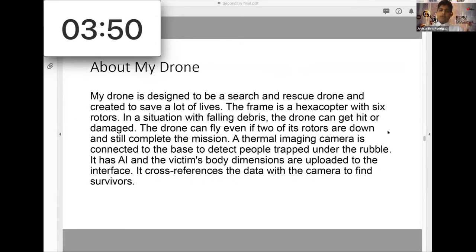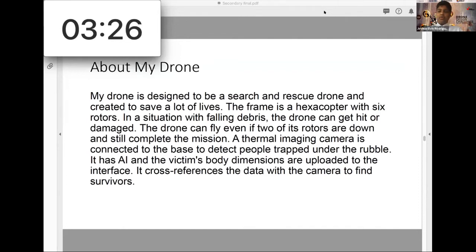So about my drone. My drone is designed to be a search and rescue drone, created to save a lot of lives. The reason I have taken this path is the increasing number of tornadoes, tsunamis, earthquakes, etc., where there is a chance for people to get trapped under falling debris. So I have created my drone to help rescuers communicate more easily with the people and try to save more lives.